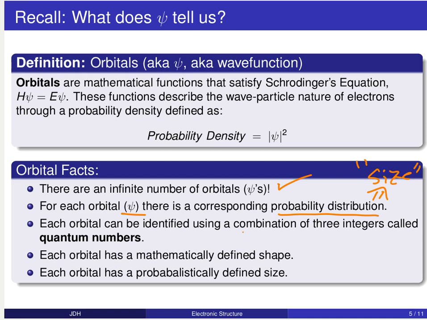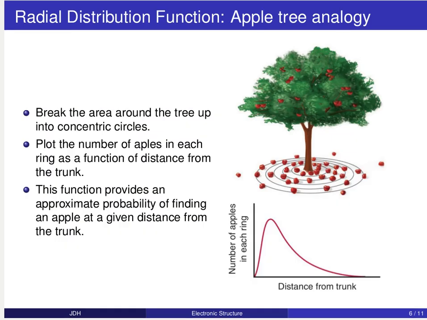So when we come up with that combination of 3 integers, those 3 quantum numbers, and label a specific orbital, each one of those labeled orbitals will have a corresponding size, okay? We've already talked about the shape, okay? So let's jump on in there and try and understand how we can relate size to this concept of probability density. It sounds a lot more complicated than what it is.